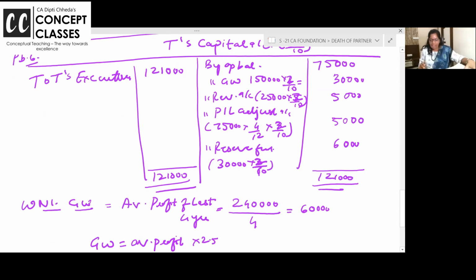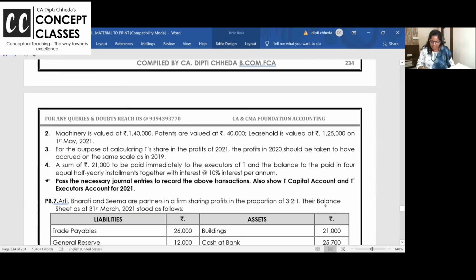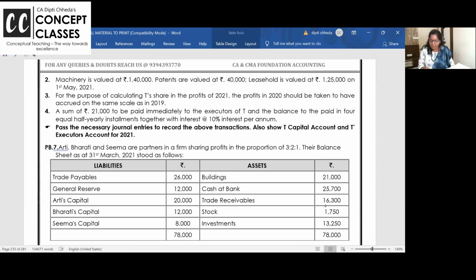Chalo, now last part of the problem I want all of you to read with me. साथ में पढ़ो. ये देखो. Goodwill हो गया, ये हो गया. A sum of 21,000 is to be paid immediately to the executors of T and balance to be paid in 4 equal half yearly installments together with interest at the rate of 10% per annum.